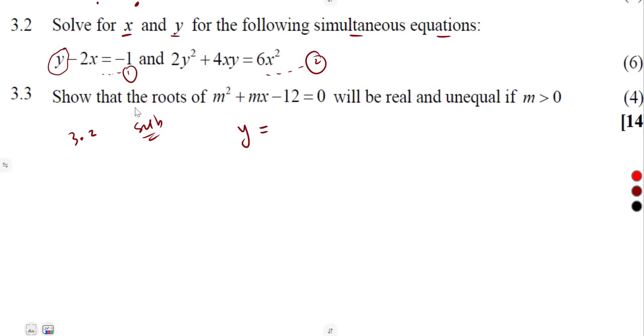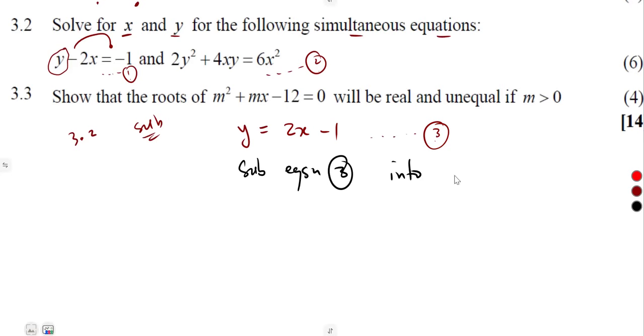So y is equal to minus 2x to the other side is going to be what? Positive 2x minus 1. So this is going to be equation 3, since it was from equation 1. This was equation 2, so you're going to call it equation 3. So what is it that we do? We substitute that equation 3 into equation what? Into equation 2, into the second equation.